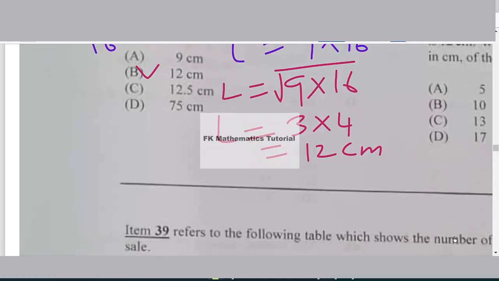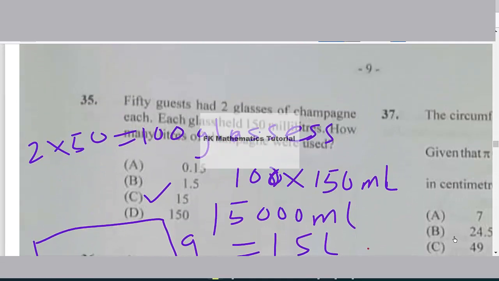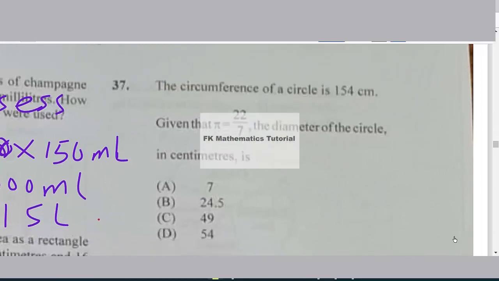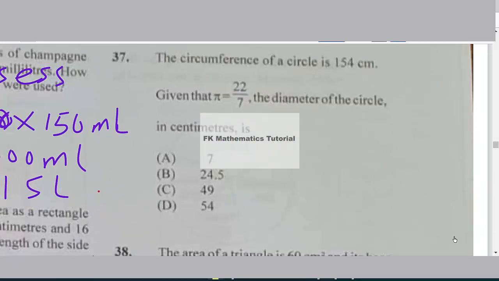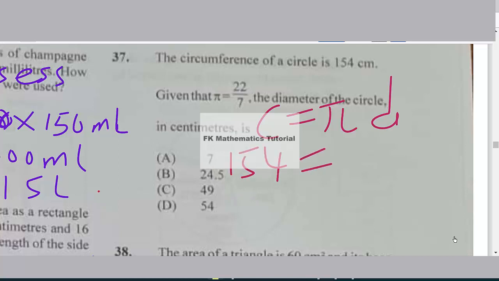Let's look at number 37. The circumference of a circle is 154 centimeters. Given that pi is equal to 22 over 7, the diameter of the circle in centimeters is, so we know that circumference is equal to pi times diameter. And we're given 154, so this should be equal to 22 over 7 times the diameter.